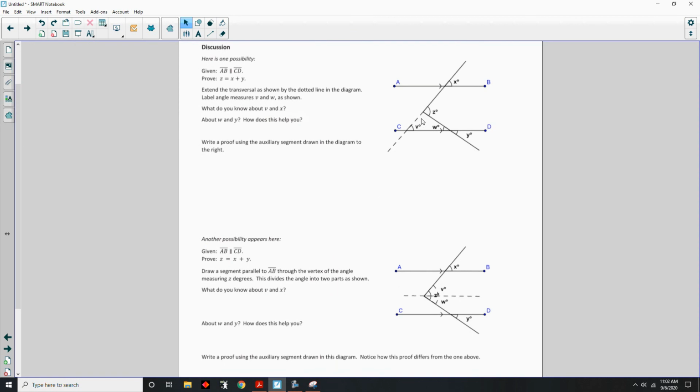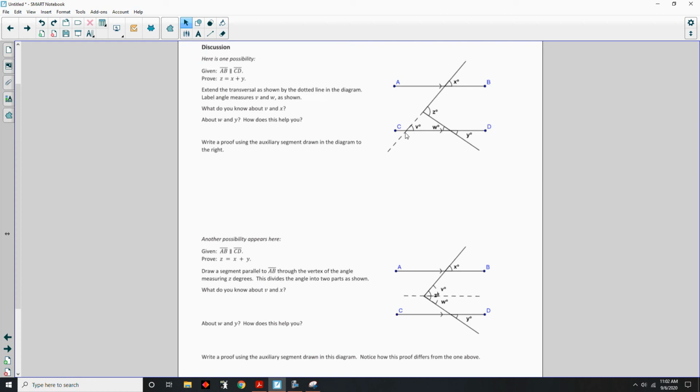And so the first one shows the extension of this segment here down. And it says, here's one possibility. Given segment AB is parallel to segment CD, prove that angle Z equals angle X plus angle Y. Extend the transversal as shown by the dotted line in the diagram. Label angle measures V and W. So they created this V here, and they labeled this W.